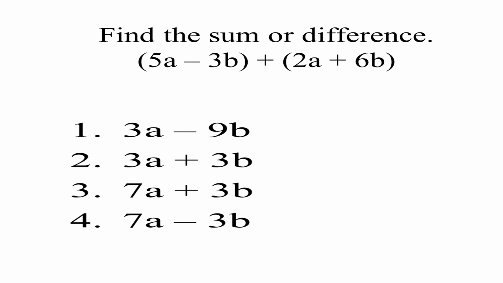All right. Find the sum or difference. Okay. So we got here 5a plus 2a. That is 7a. And then 6b minus 3b. That is 3b. So the correct answer is number 3.